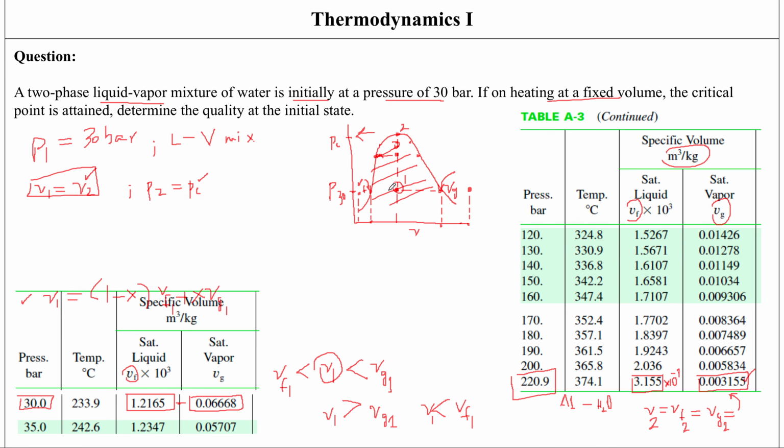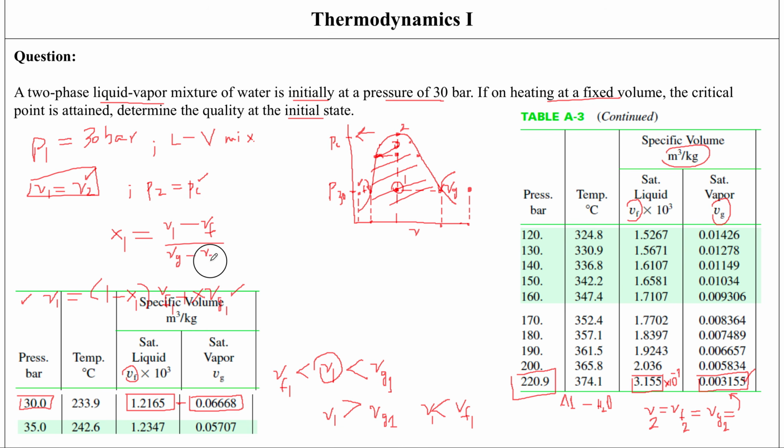So because we already know that information, and because I know what V1 is, and I know the values of Vf and Vg, from this equation here I can write the value of x1, because right now I'm looking to find out the quality at the initial state. So x1 is going to be equal to, I just have to simplify this equation, V1 minus Vf divided by Vg minus Vf.